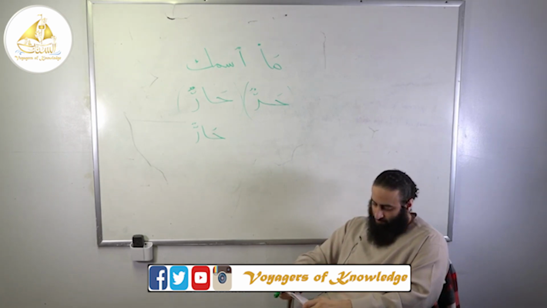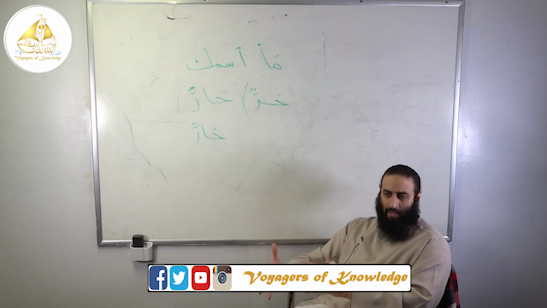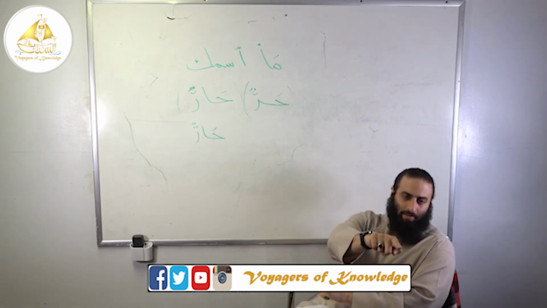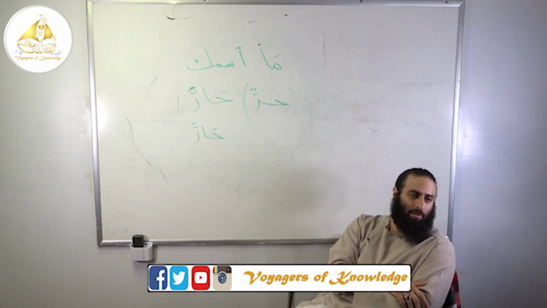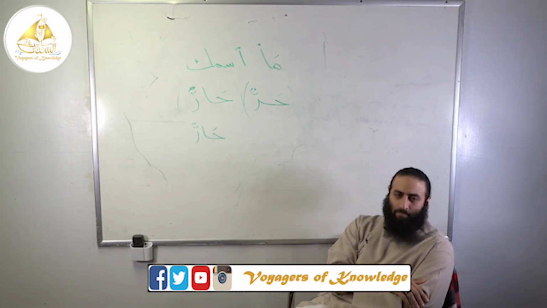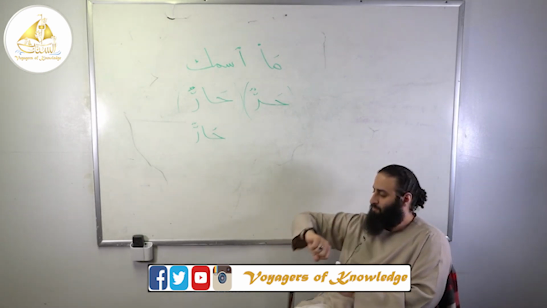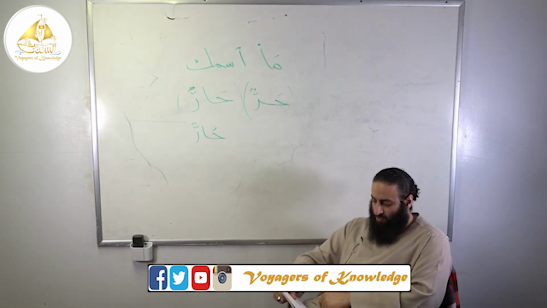What is ma'aka? Ma'a plus ka. Whenever ka is added at the end of a word, it means your. Kitabuka, qalamuka, ma'aka. What does ma'a mean? With. We took ma'a to mean with. So you have ma'aka, with you. All right, let's continue.